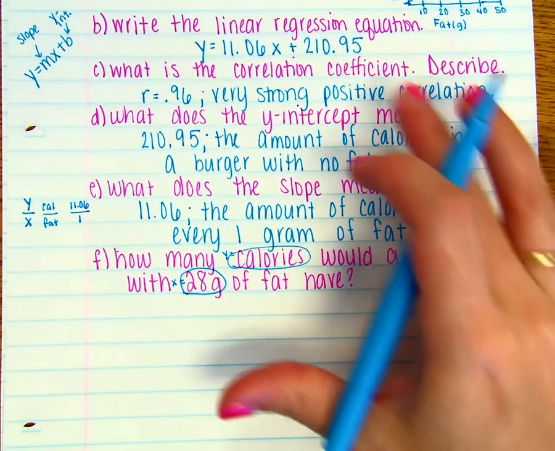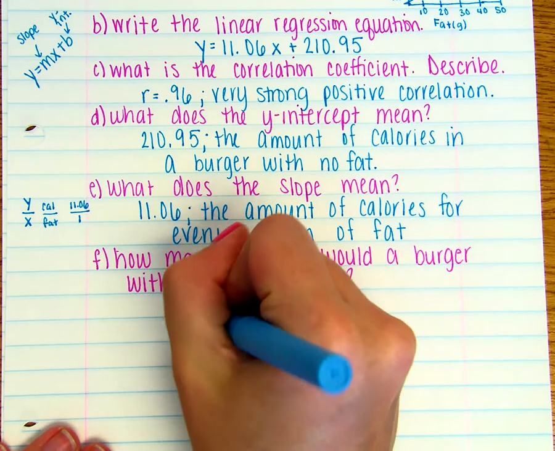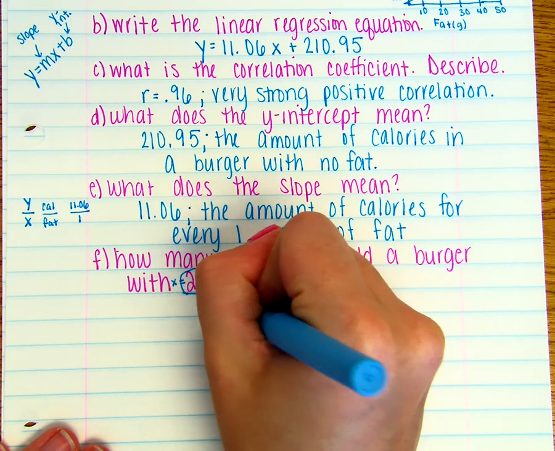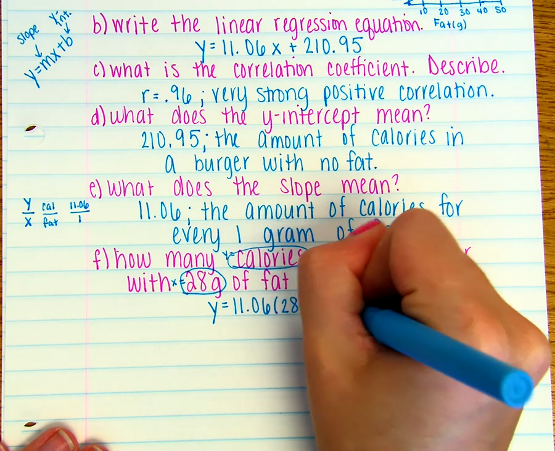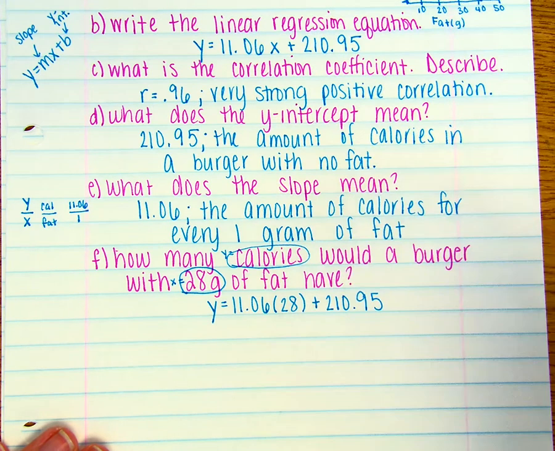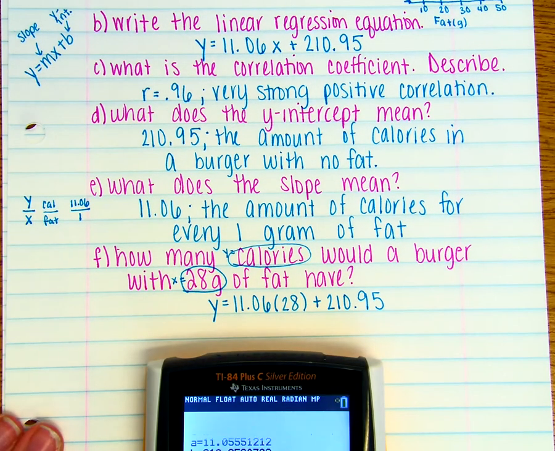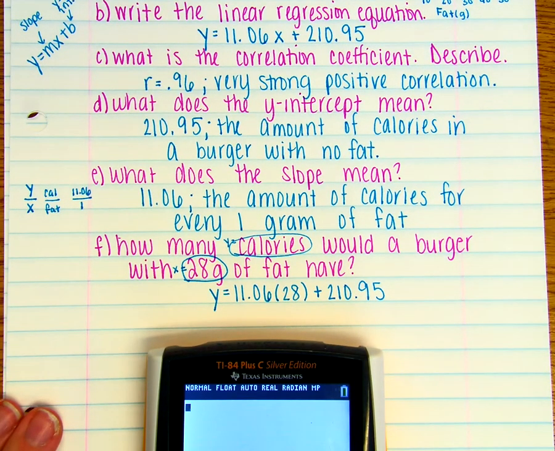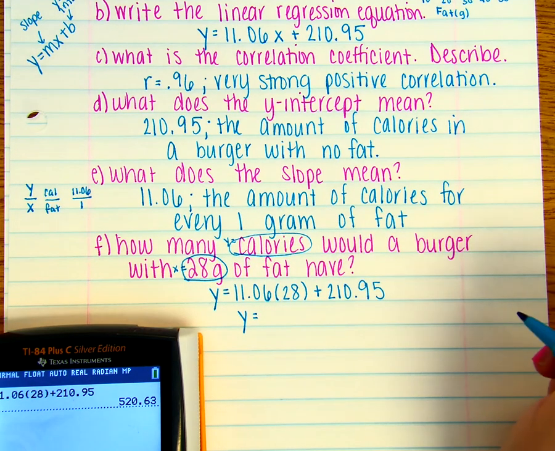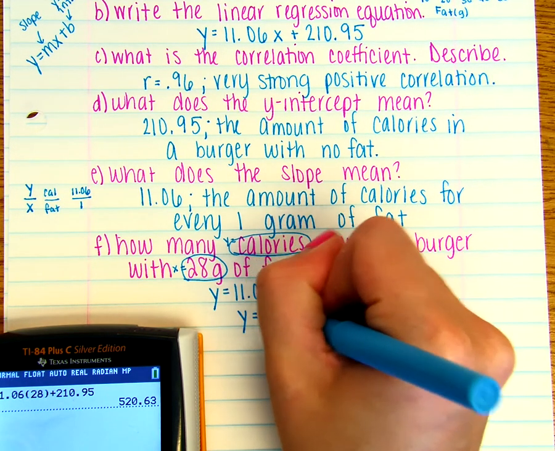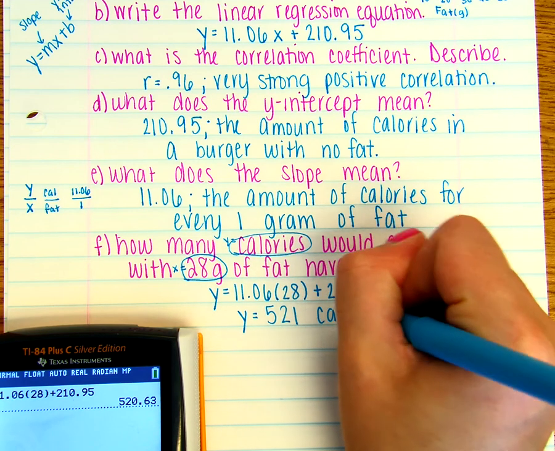So we're going to take 28 and plug that into our equation in for x. So y equals 11.06 times 28 plus 210.95. And we get 520, and we can round this to the whole number. Let's round that up. Let's just say 521 calories.